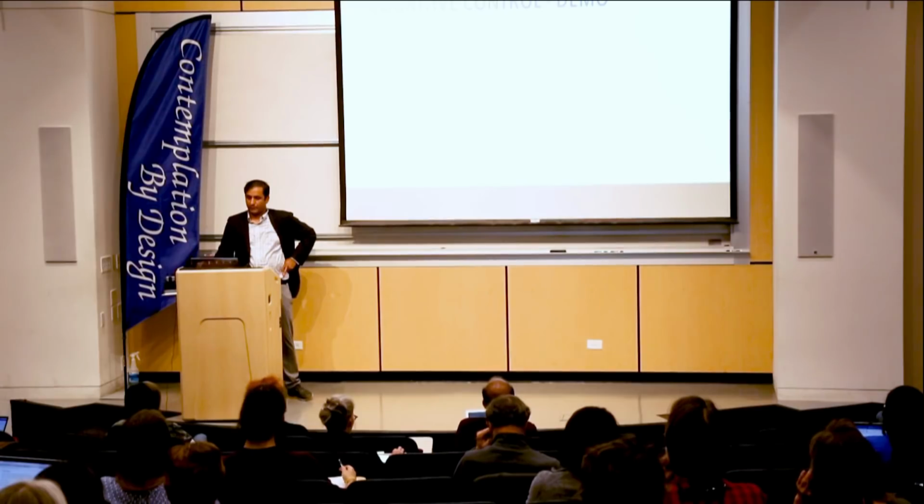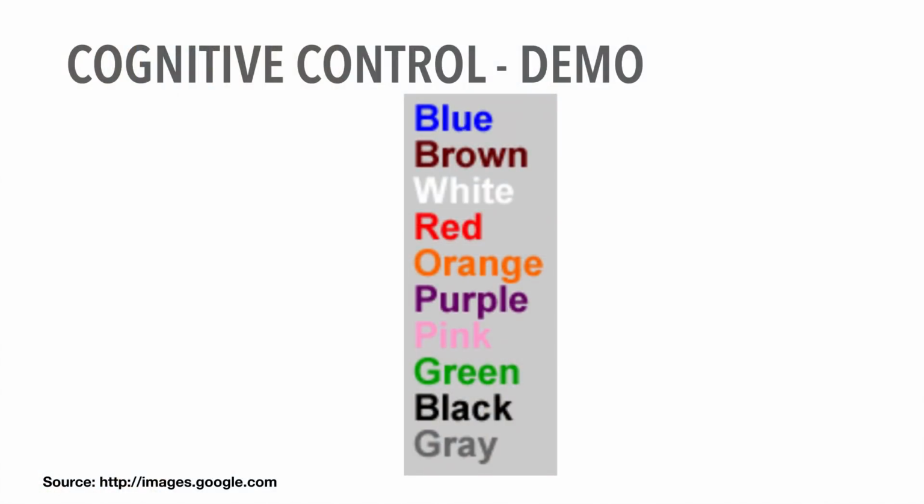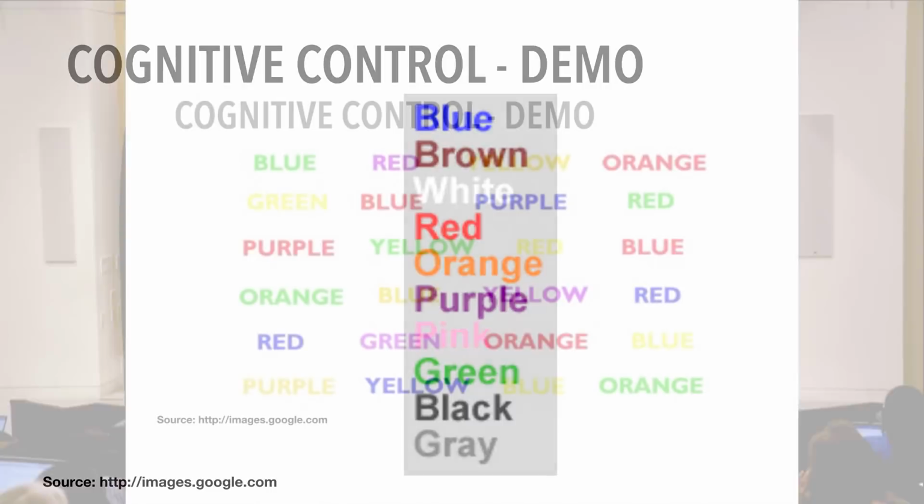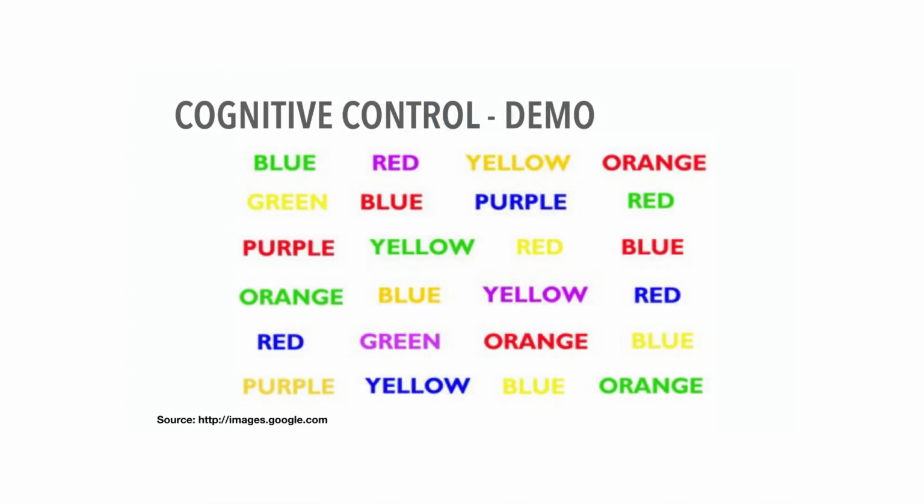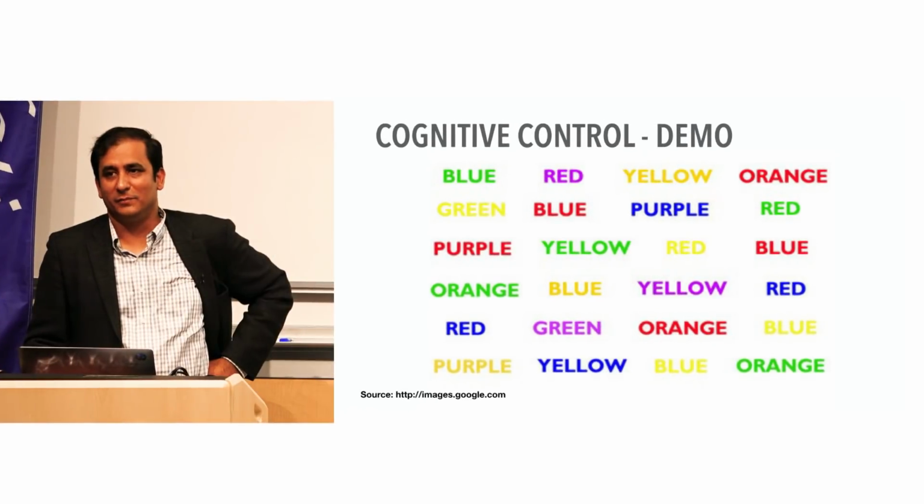Okay, so a quick demo of cognitive control. We might as well collect some data here. If you quickly read these words, it's very easy: blue, brown, white, red, orange, purple, pink, green, black, gray. Not too difficult. Now I tell you to read the word but not the color. Hopefully you'll slow down and make more errors.